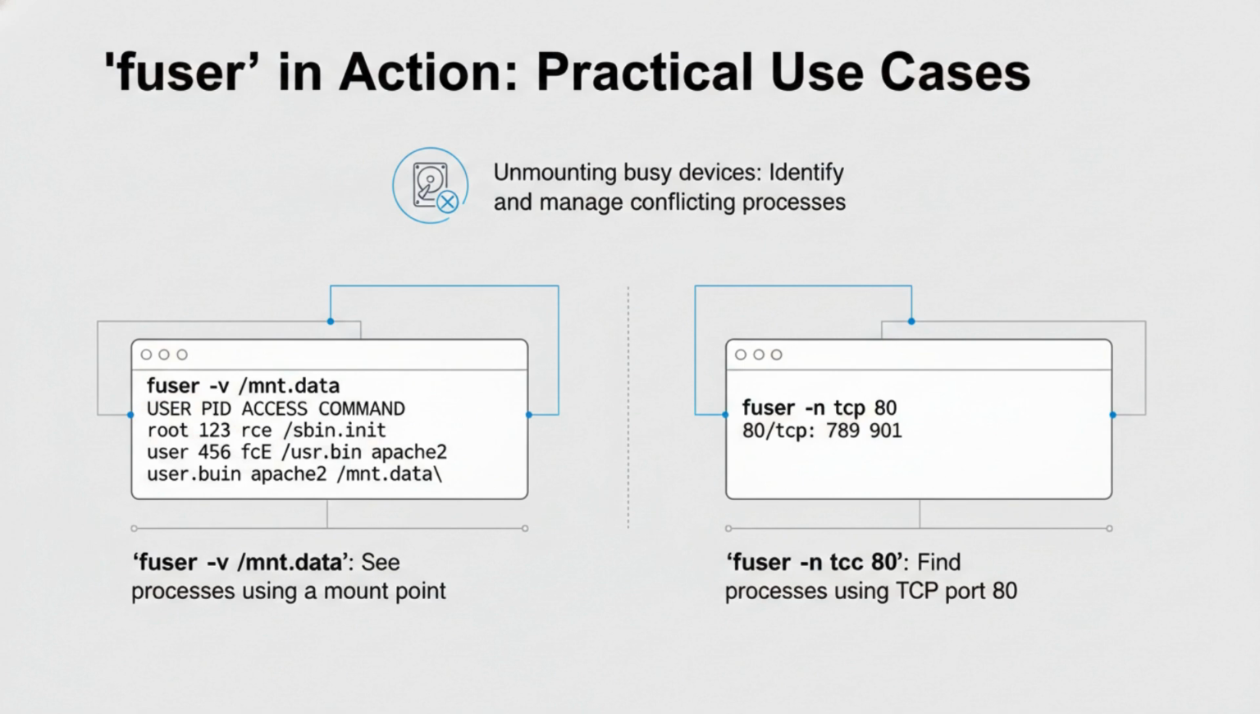For network troubleshooting, fuser -n tcp 80 will identify all processes listening or connected to TCP port 80, which is commonly used for web servers. This is perfect for debugging port conflicts or unexpected services. Once identified, you can then decide whether to terminate those processes or reconfigure them. Fuser provides immediate answers to who is using this resource scenarios.